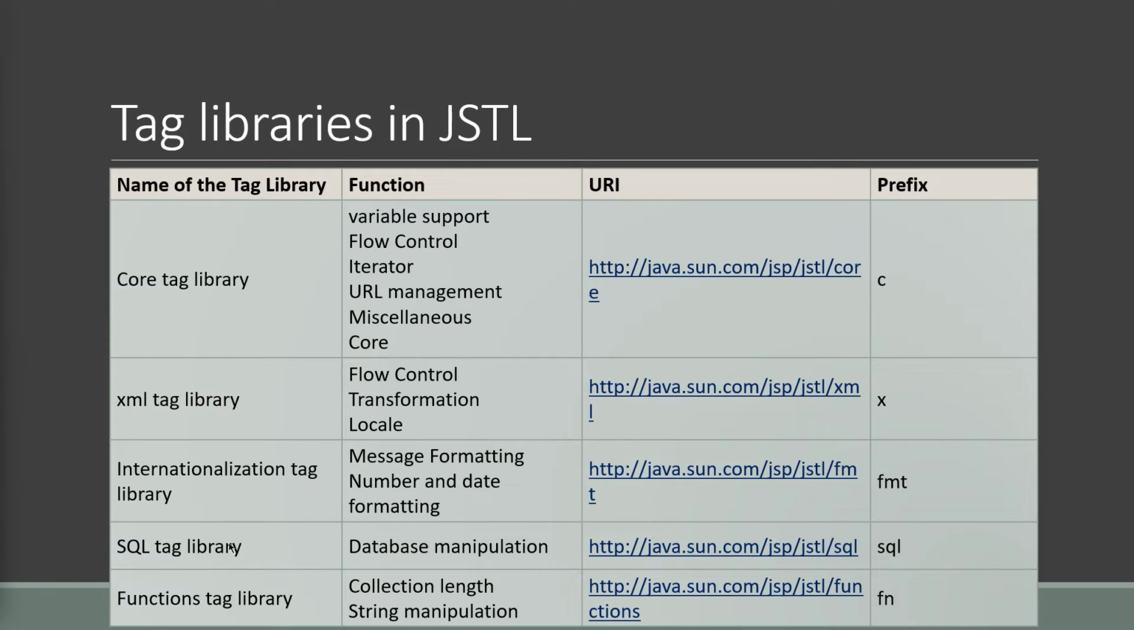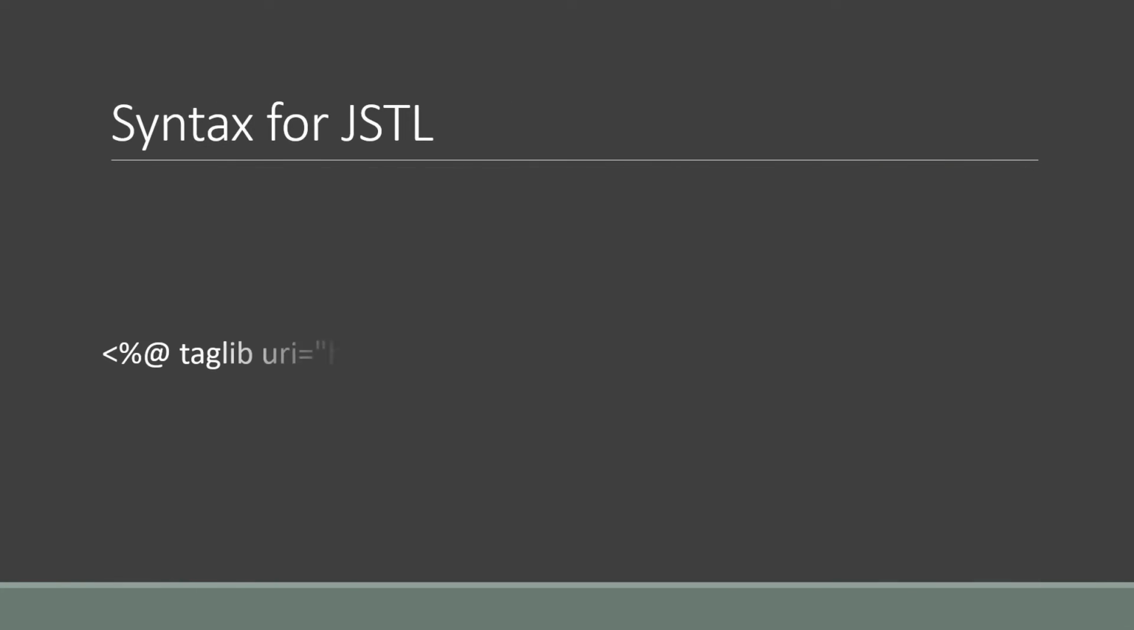And the SQL tag library gives us access to database manipulation. This is the URI, and the prefix is sql. And the functions tag library provides us with collection length and string manipulation. This is the URI, and the prefix is fn.